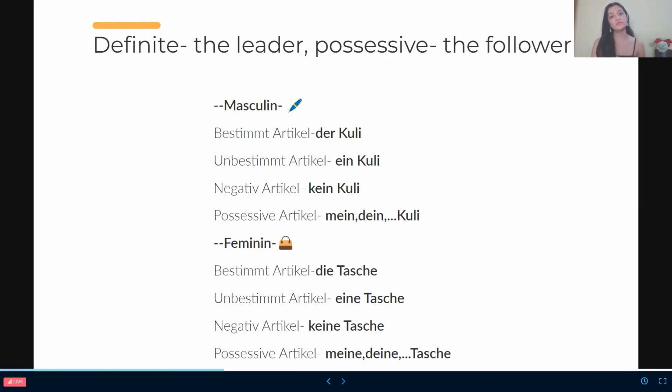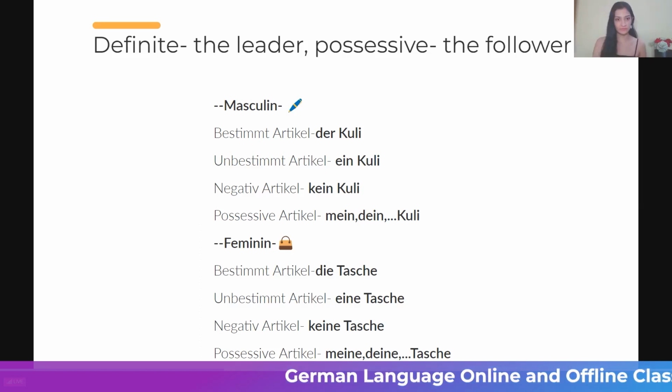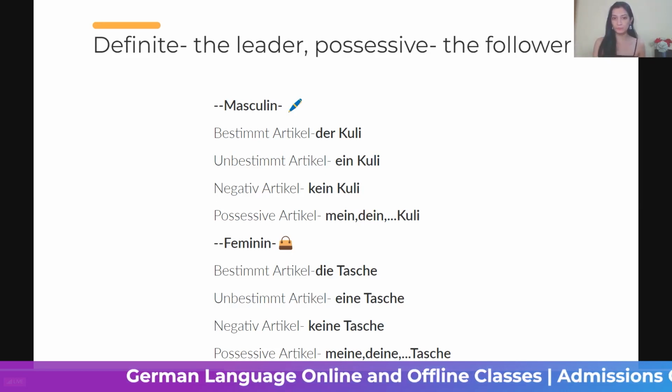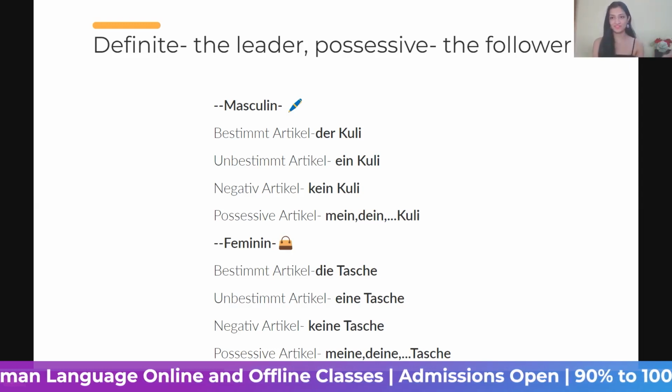So I have given the example in masculine with the help of Kuli, which is a pen. So bestimmt article is der Kuli. The same in unbestimmt, negative and possessive. All three are followers, not just possessive. So der Kuli, no E ending. Ein Kuli, no E ending. Kein Kuli, no E ending. Mein, dein, sein Kuli, no E ending. Which is the pen, a pen, no pen, my pen, your pen, his pen, and so on.